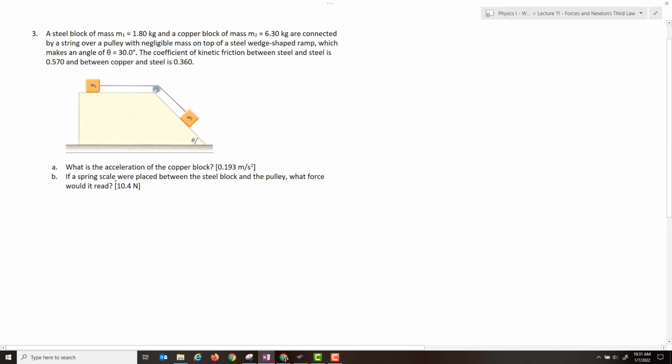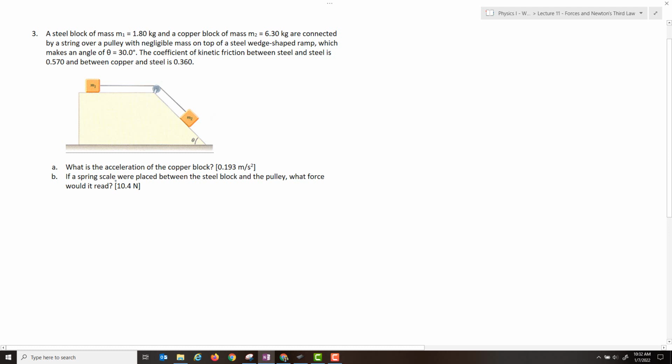All right, let's look at question 3. A steel block of mass 1.8 kilograms and a copper block of mass 6.3 kilograms are connected by a string over a pulley with negligible mass on top of a steel wedge-shaped ramp, which makes an angle of 30 degrees. The coefficient of kinetic friction between steel and steel is 0.570, and between copper and steel is 0.360. What is the acceleration of the copper block?